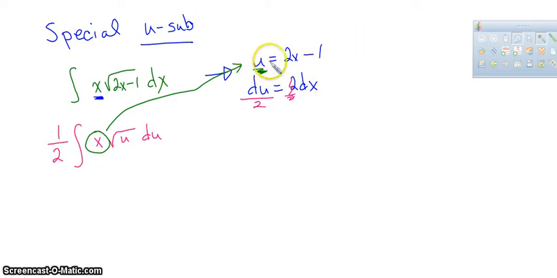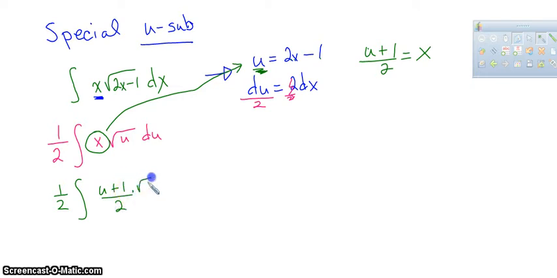So if u equals 2x minus 1, then u plus 1 divided by 2 would equal x, right? I just solved for x. So I'm going to plug that in there. So I have 1/2. Instead of saying x, x is the same as u plus 1 over 2 times the square root of u du.